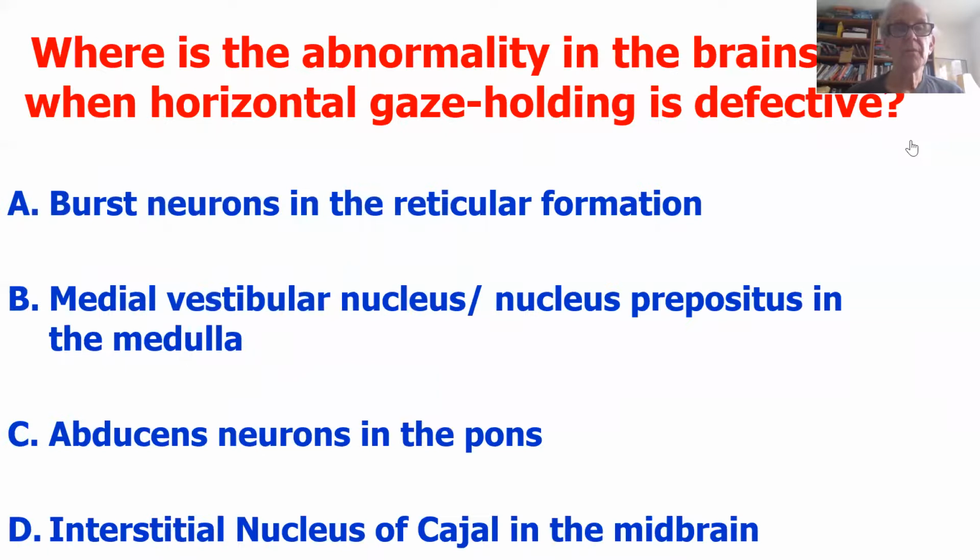So where is the abnormality in the brainstem when horizontal gaze holding is defective? We talked about this earlier. Not burst neurons. Saccades were good. Again, medial vestibular nucleus, nucleus prepositus in the medulla. That is the horizontal gaze holding area. It couldn't be the abducens neurons. She had a full range. And vertical was okay. We didn't show that.